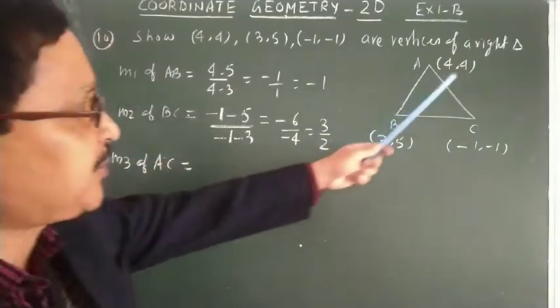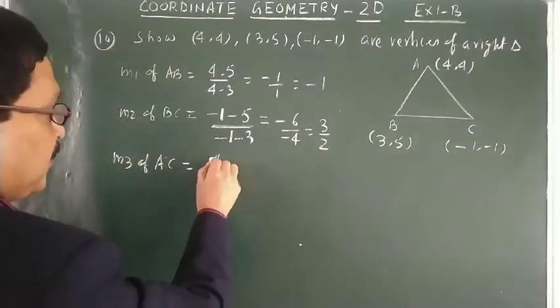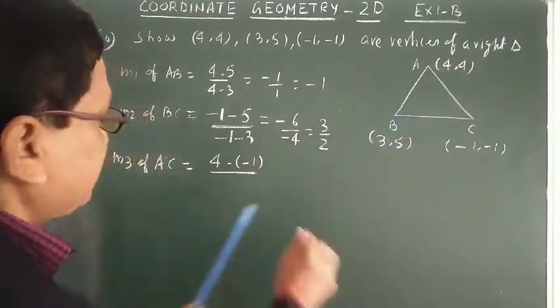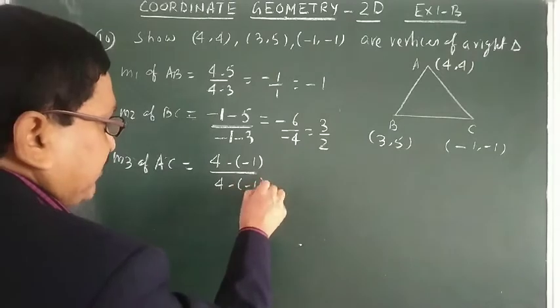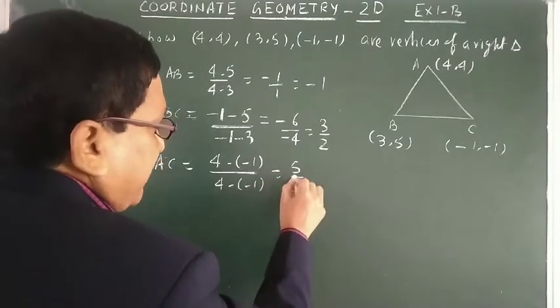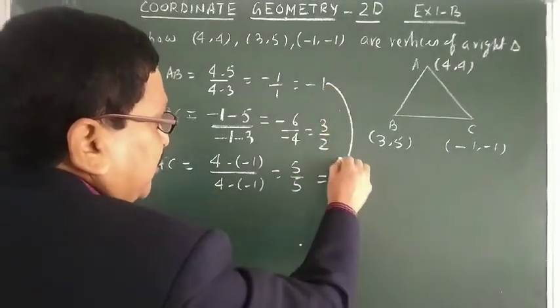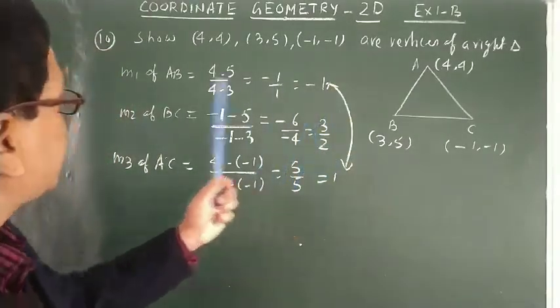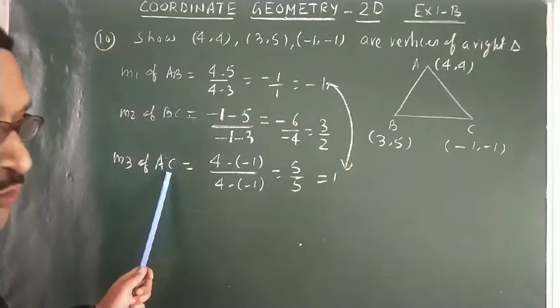m3 of AC: again y2 minus y1, 4 minus minus 1, by x2 minus x1, 4 minus minus 1. So this is 5 by 5, which is 1. Now the product of these two will be minus 1. So AB will be perpendicular to AC.